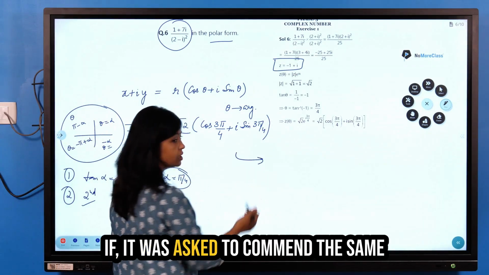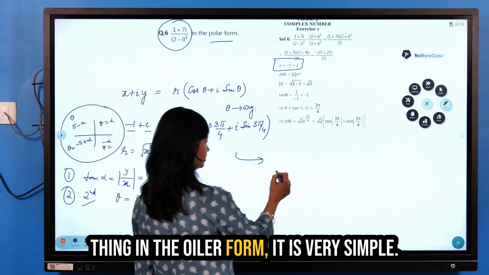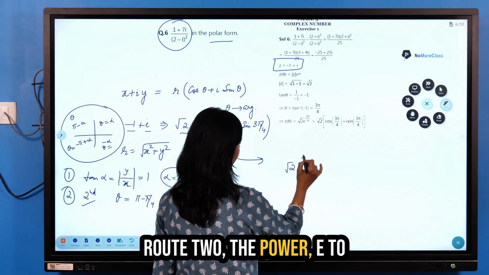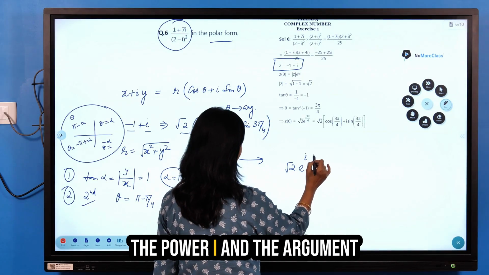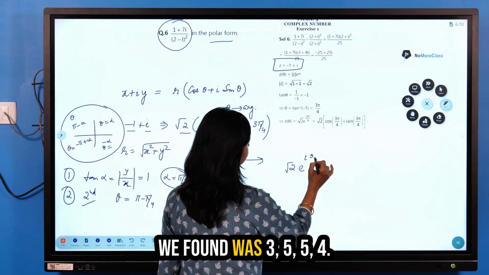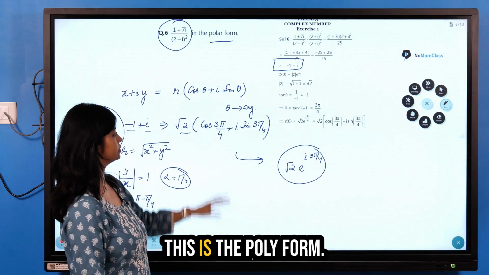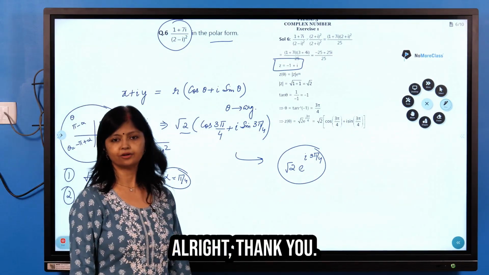If it was asked to write the same thing in the Euler form, it is very simple. R we already know, root 2 e to the power i, and the argument we found was 3 pi by 4. That's it. This is the Euler form, and this is the polar form. All right.